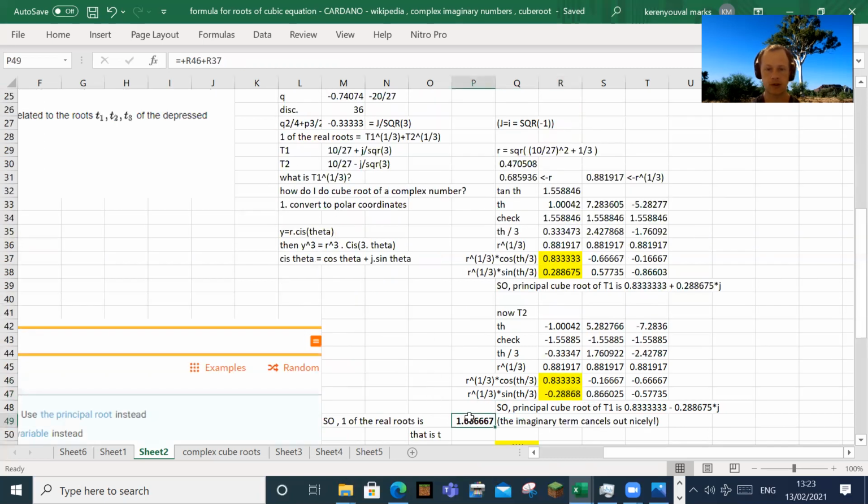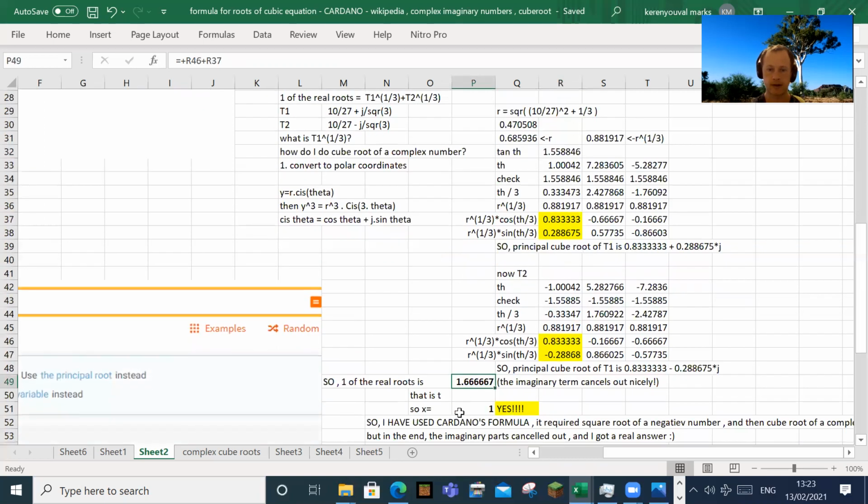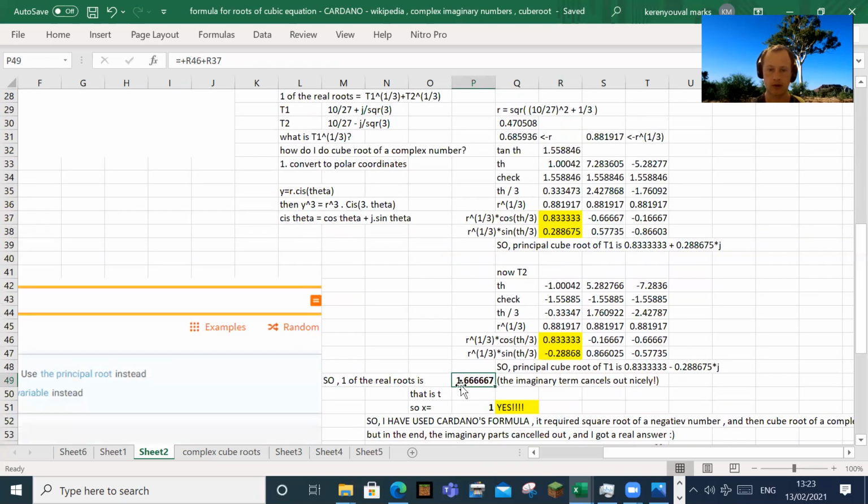So let's do it. So you just add that and that, so that and that, and also you would add that and that for the coefficient of the imaginary term, but you can see that they're exactly the same, except one's minus the other, so they cancel out. So that is the final answer. That is one of the real roots.